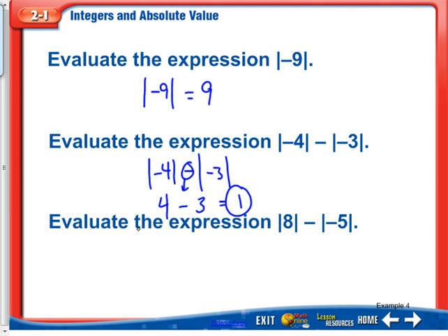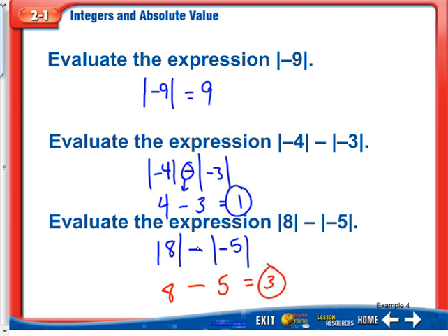All right, now it says evaluate the expression, the absolute value of 8 minus the absolute value of negative 5. Now, I know many of you see this, and you're already thinking, oh, I know what to do. But you have to evaluate the absolute value first. So what is the absolute value of 8? Well, that's just 8. And then we bring this down, minus, what's the absolute value of negative 5? Well, that's positive 5. So 8 minus 5 gives us 3.